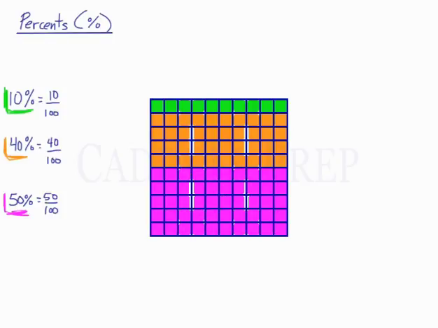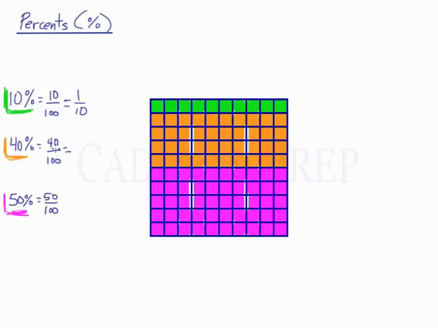Alright, but at this point, you should probably know how to convert fractions into equivalent fractions. So that's what we're going to do now. This 10%, or 10 out of 100, can actually be reduced. We could divide both of these numbers by 10. So 10 divided by 10 would give us 1, and 100 divided by 10 would give us 10, so 1/10.